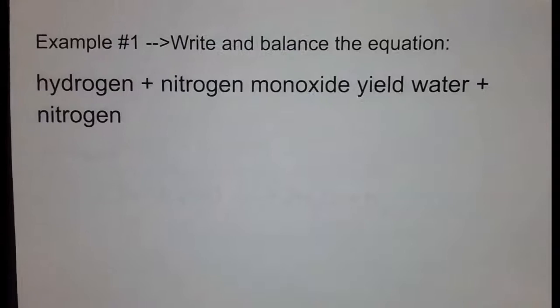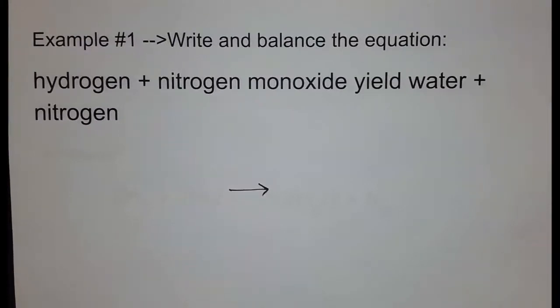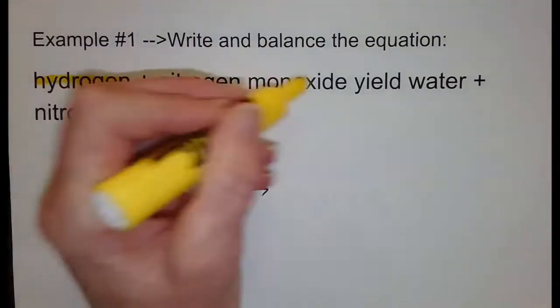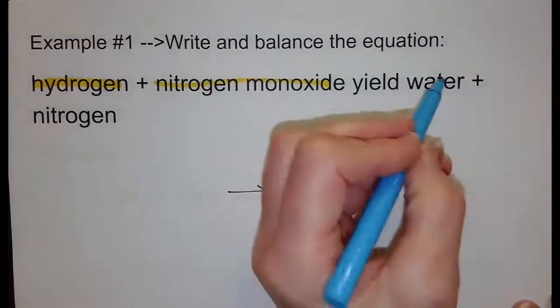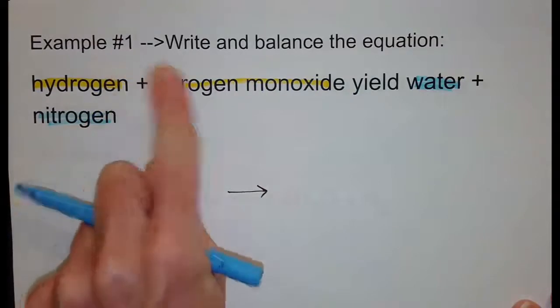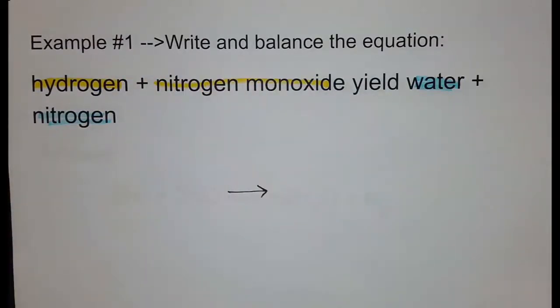So here is an example. We need to first do a yield sign, and then we need to identify the reactants and the products. Well, this one's pretty easy. We said hydrogen and nitrogen monoxide yield. That yield sign is the arrow. That could be yield, produces, results in, any of those things that mean we started out with these two things and ended up with something different. The bonds in the reactants were broken and reformed in the products.